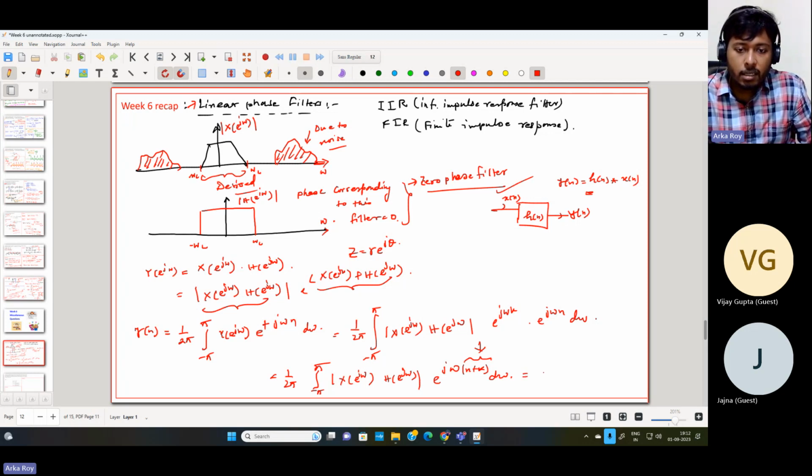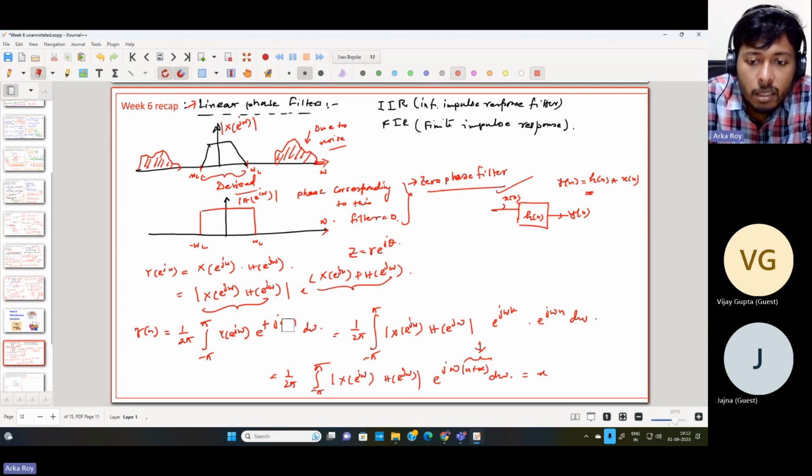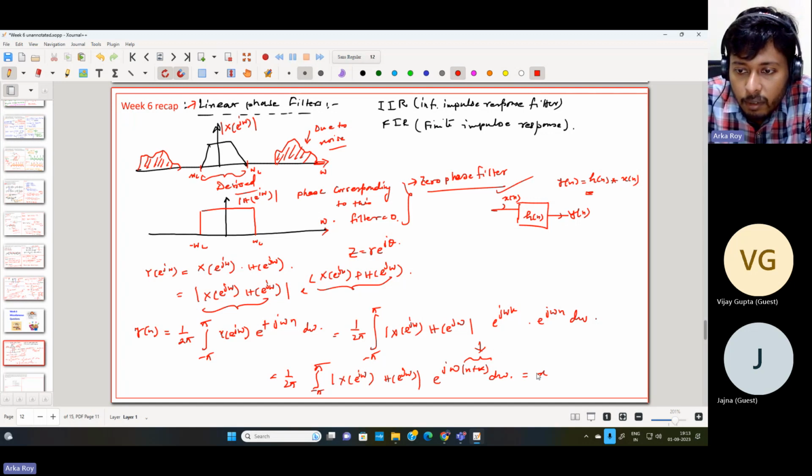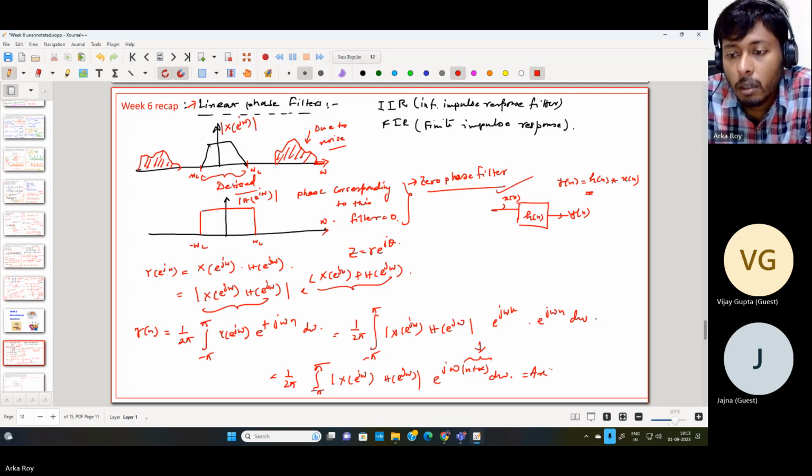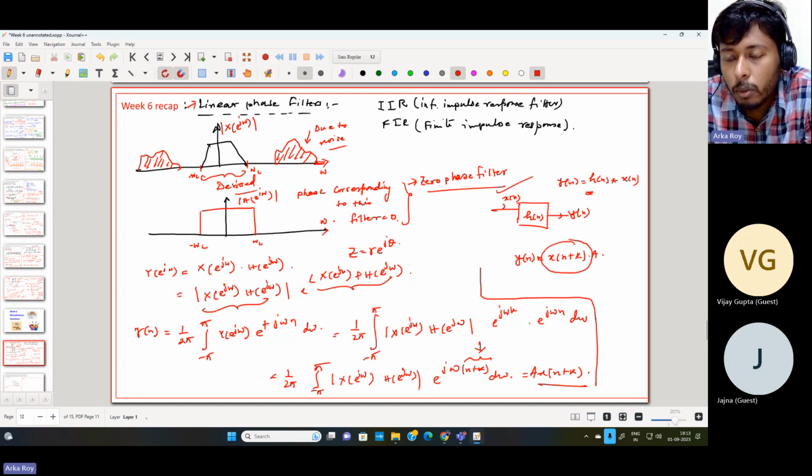So I can write it as y of n is equal to x of, because this is a magnitude part only, I can write it as a x of n plus k. So y of n is related with x of n in the format y of n is equal to x of n plus k, multiplied with 1.